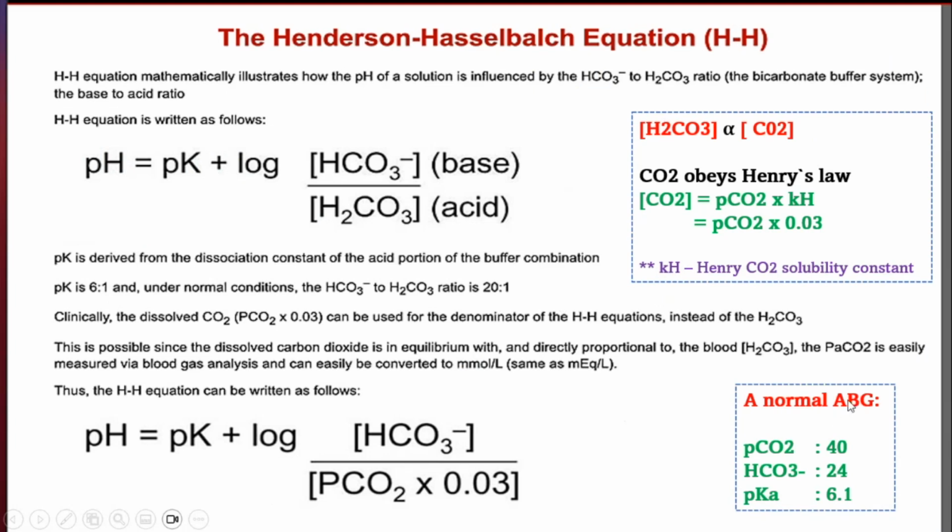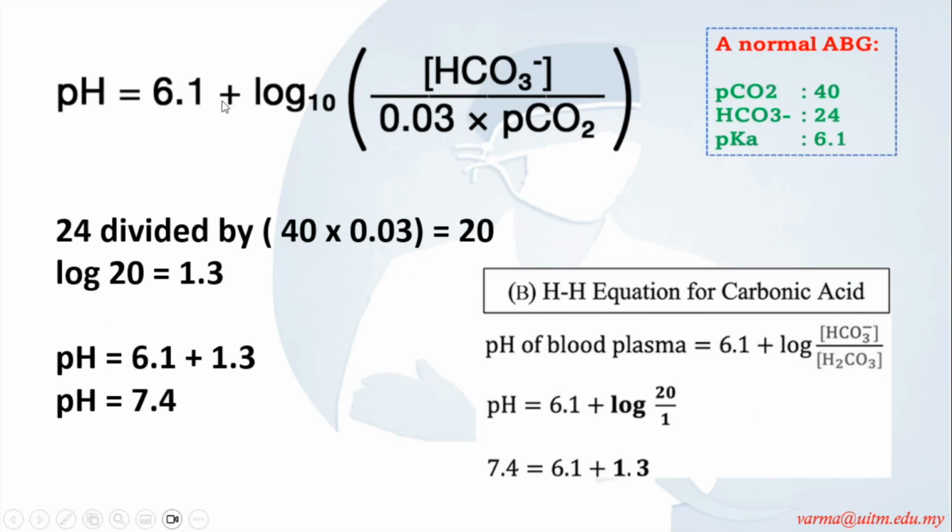Let's say you don't know the pH. Let's say your ABG machine doesn't give us the pH now. The pH reading is not working, it doesn't come up, but you got the PCO2 and bicarb value, and you know the pKa is 6.1. Can we calculate the pH? Yes, of course, using this formula. So pH is 6.1 plus log10 of bicarb over 0.03 times PCO2, and we know these values. You just substitute them.